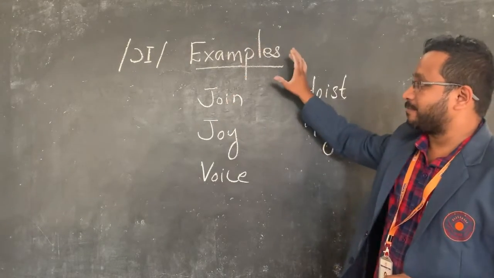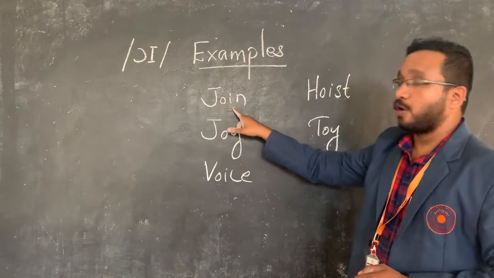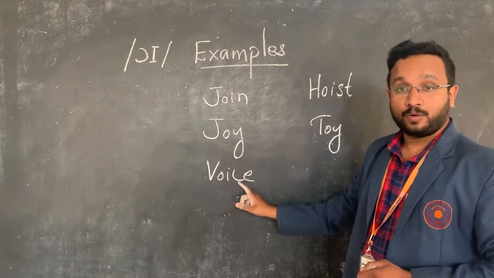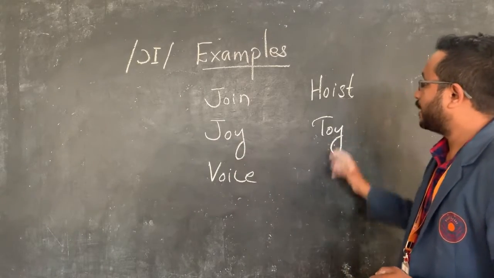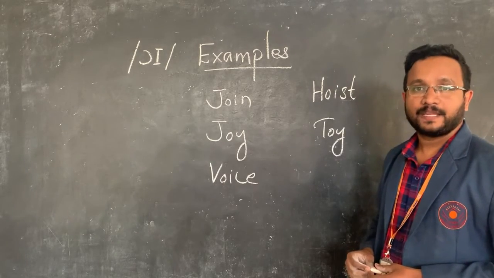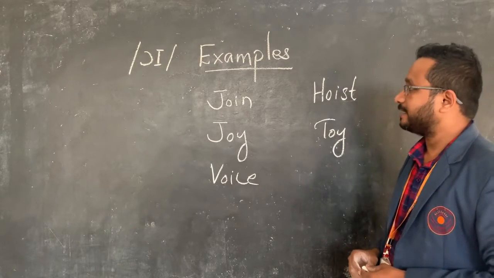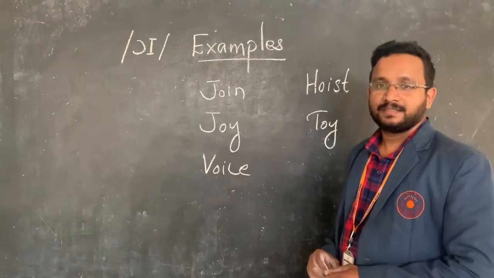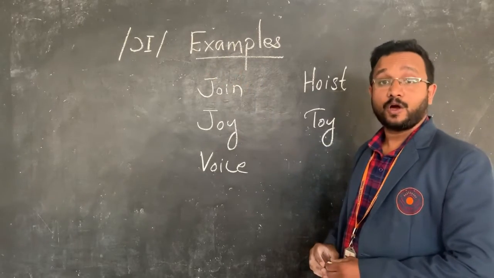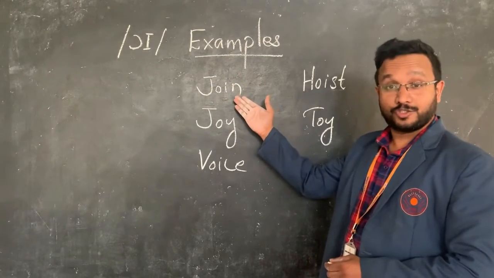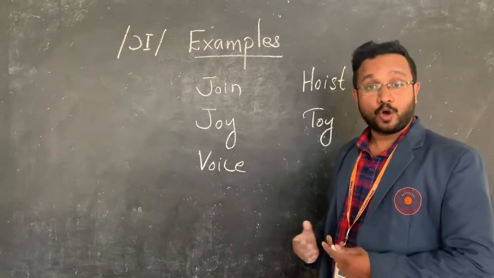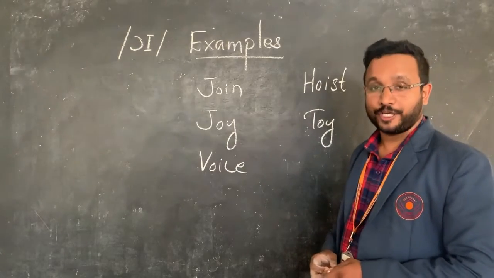Let's see few examples. Oi as in join, oi as in joy, oi as in voice, oi as in hoist, and oi as in toy. Once again, let's repeat the examples. Oi, oi as in join, joy, voice, hoist, and toy.